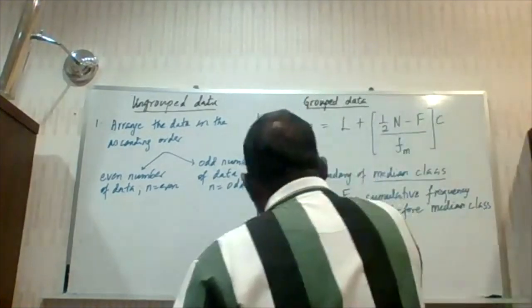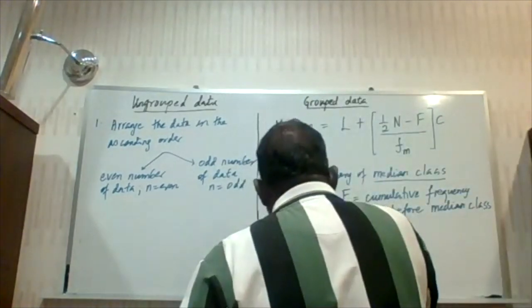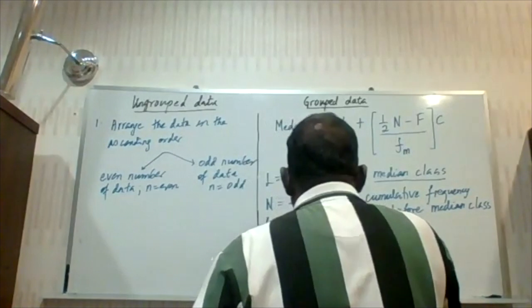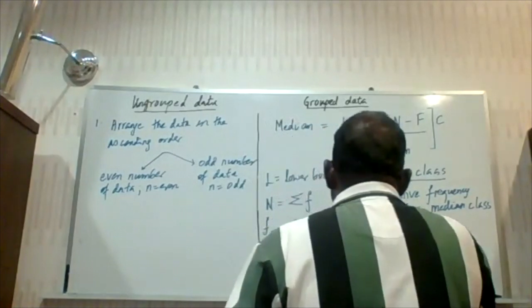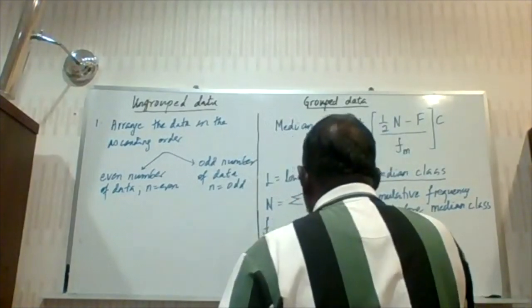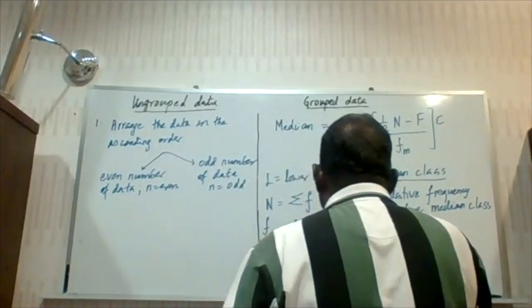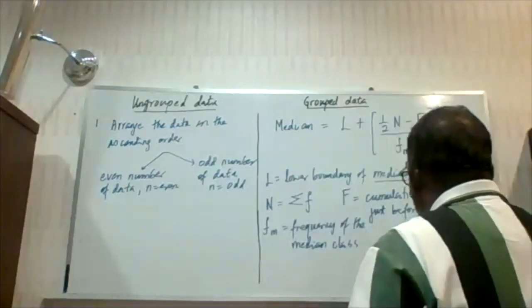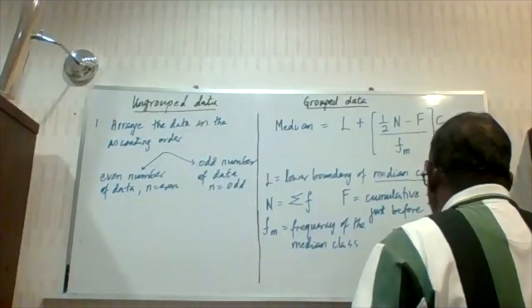Your small f is the frequency of the median class. That is your small f, the frequency of the median class. And your capital C is the class interval.